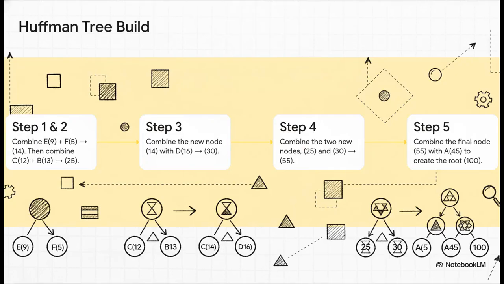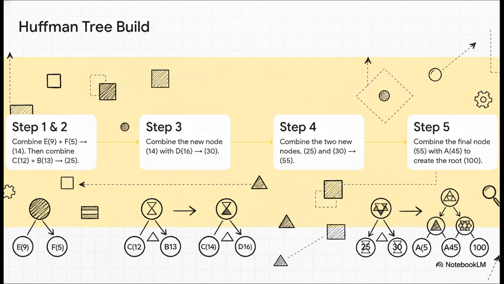Okay, this slide walks us through it perfectly. Let's do it. We start at the bottom with all our characters and how often they appear, their frequencies. So step 1, we find the two with the lowest frequency. Here, that's E and F. We combine them into a new parent node that has their combined frequency. Okay, step 2. We look at our list again. What are the two lowest now? Looks like C and B. So let's merge them. Step 3, rinse and repeat.